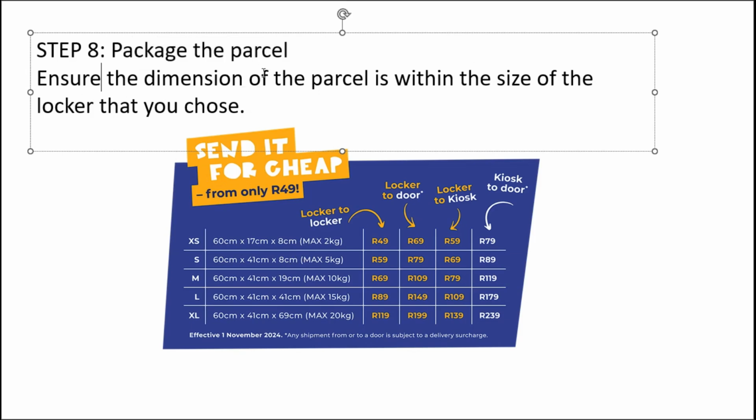Okay, so here I say ensure the dimension of the parcel is within the size of the locker. So you may be sending something that is relatively small, but you also have to account for the box that you put this small item in, because it will make it bigger. Just to make sure, get some tape, get a measuring tool to make sure it's within the dimension. This is very important. Okay, and also weigh it if it's something expensive, something heavy.